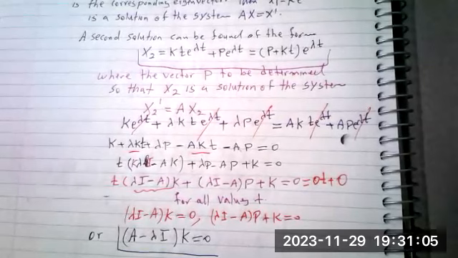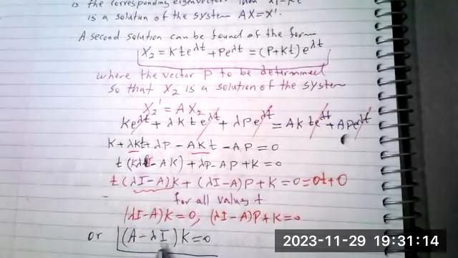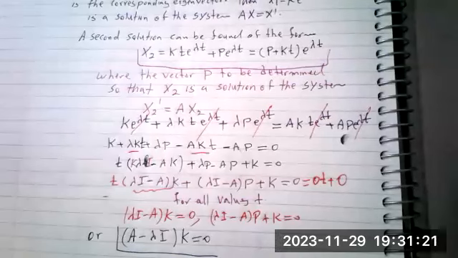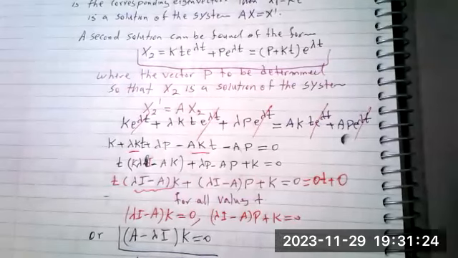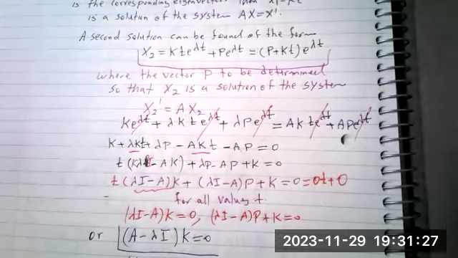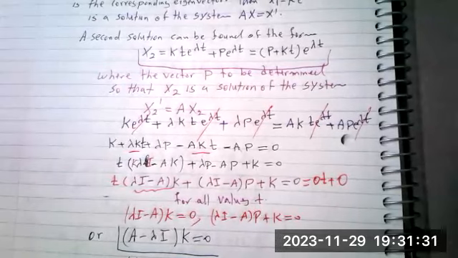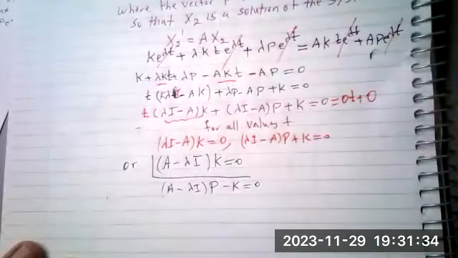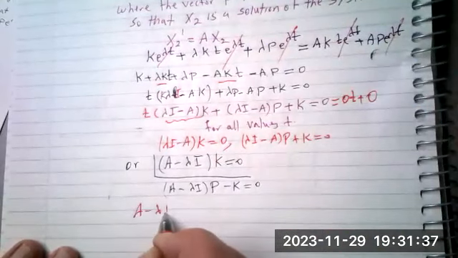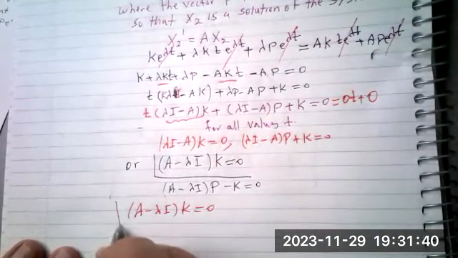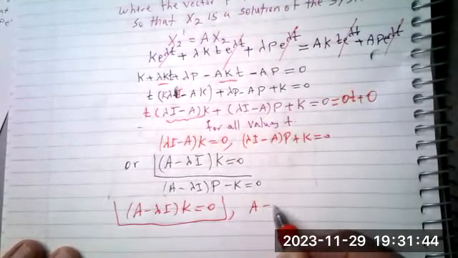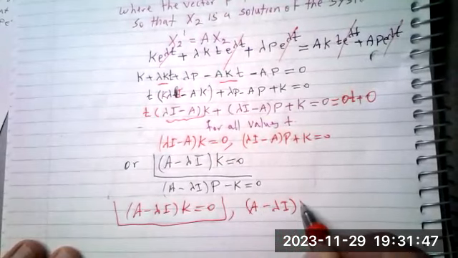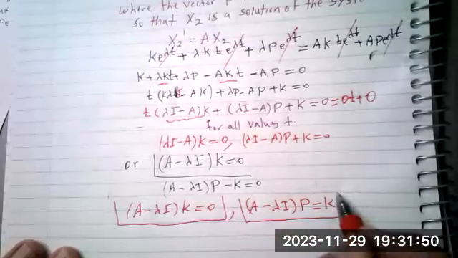Is it negative then? No, both of them, on the other side is 0, so I just multiply by -1. That's it. I do the same thing to the second part. So it's going to be A minus lambda I times P minus K equal to 0. Now, once more, what are the conditions? A minus lambda I times K must be 0. That's the first condition. The second condition, A minus lambda I times P must be equal to K.